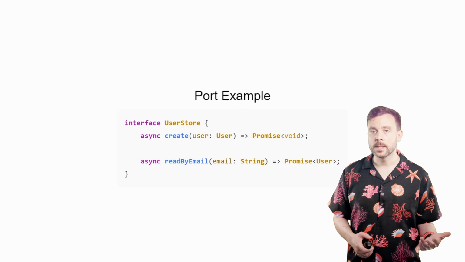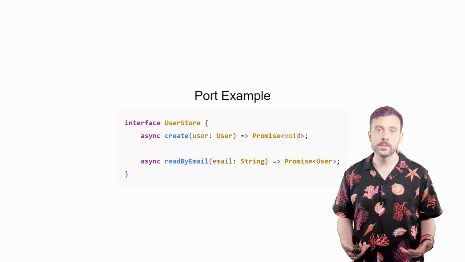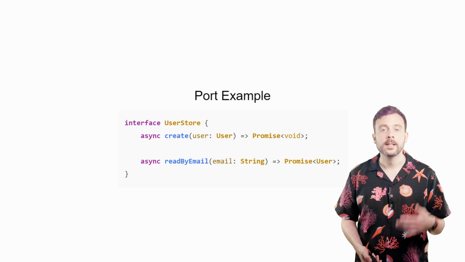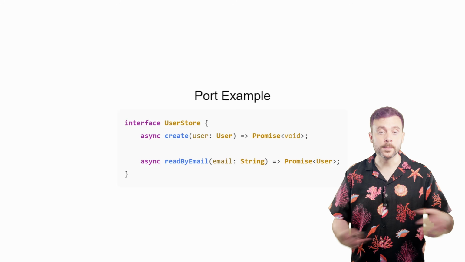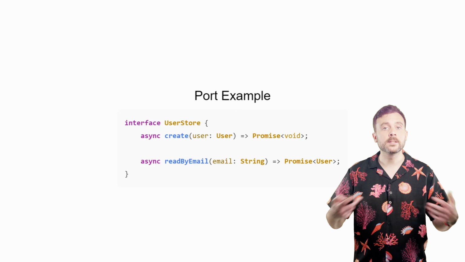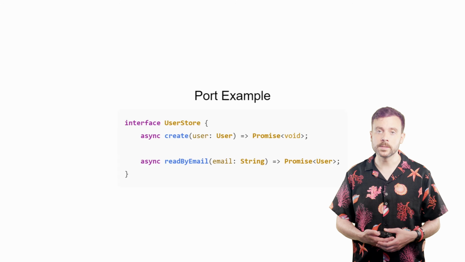So I'm not dealing with the constructor anymore. Our create function still takes a user and returns a promise with nothing inside of it. And our get by email function takes an email address and returns a promise with a user inside of it. That describes our port, how we would like to think about sending and receiving users.